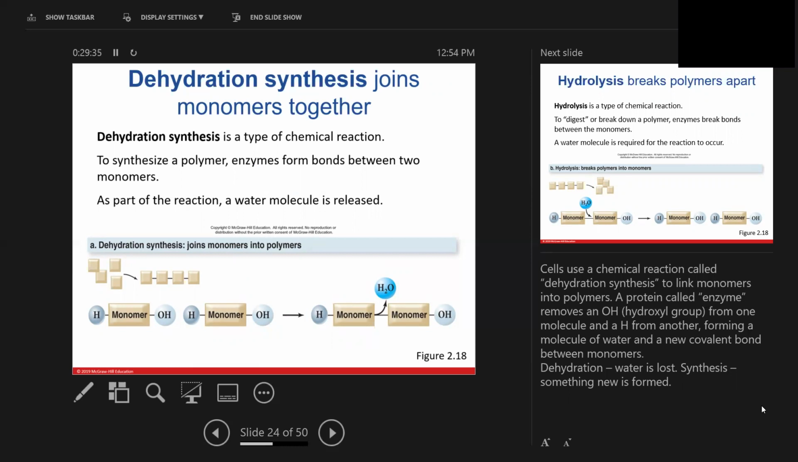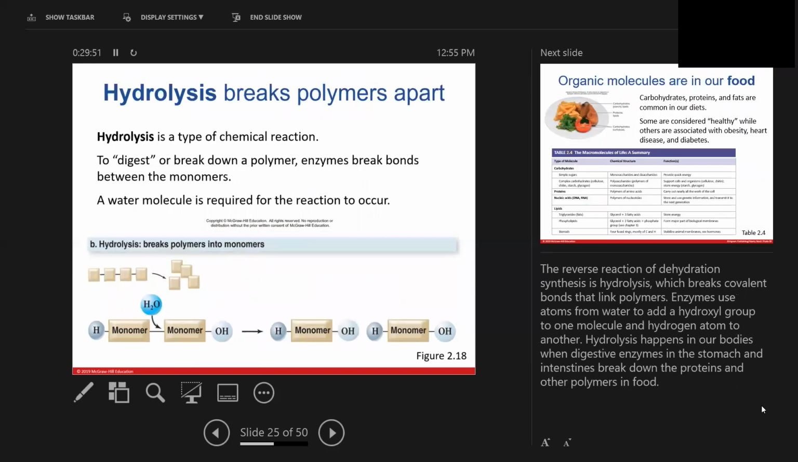And as a part of this reaction, you need water to be released. That's why it's called dehydration synthesis, because when you're putting these two monomers together, you're pulling a water out of it. You're dehydrating that molecule. Does that make sense?